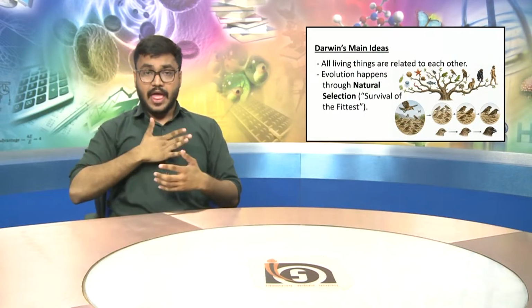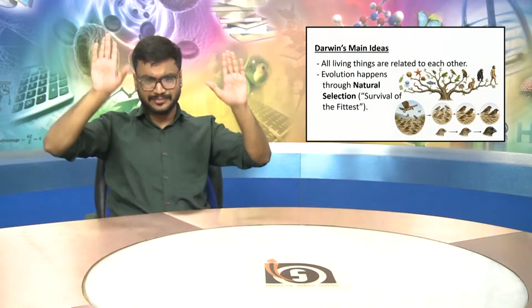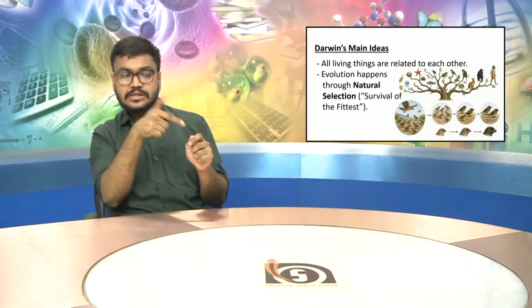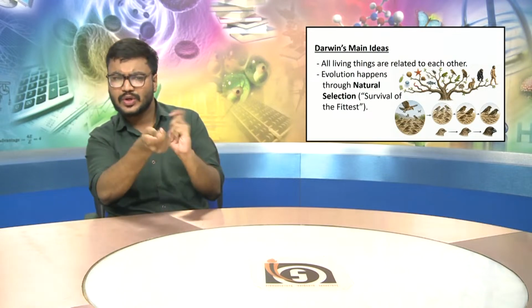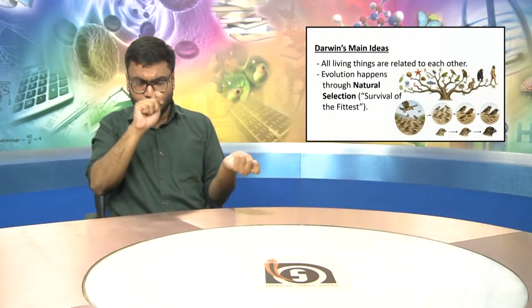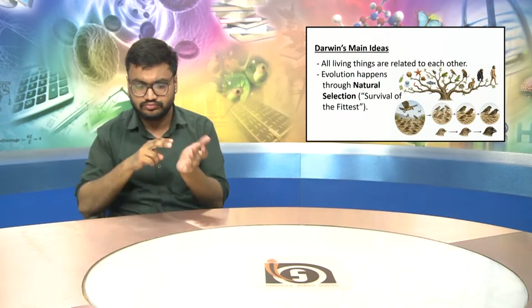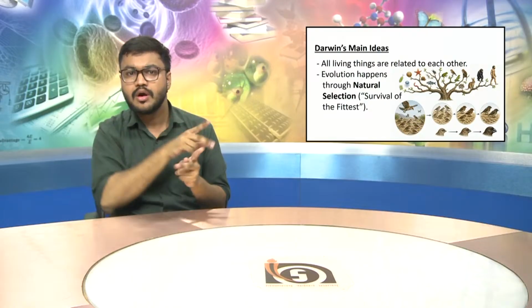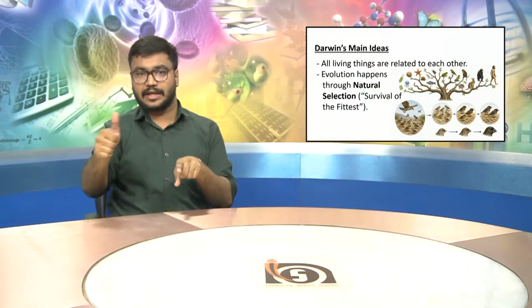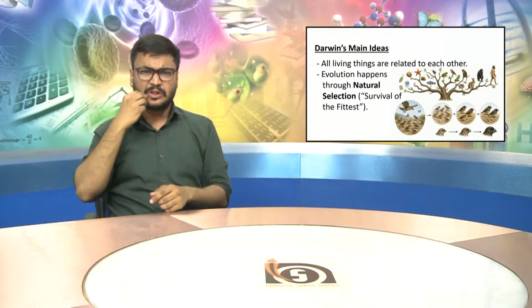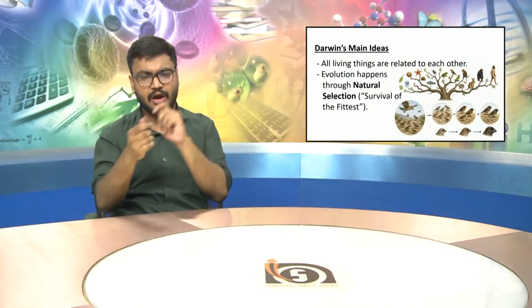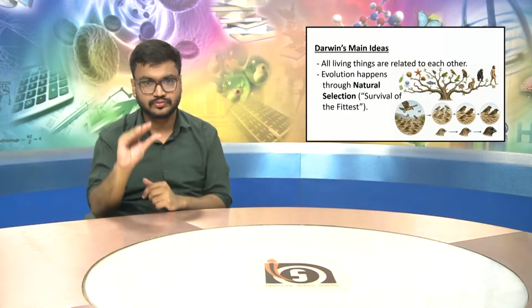What is Darwin's main idea? He said that all living things are related to each other. And also evolution happens through natural selection. It means survival of the fittest.